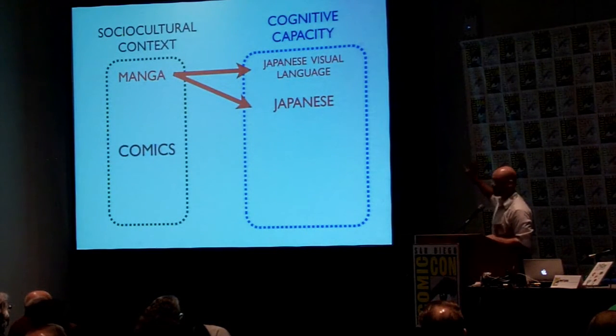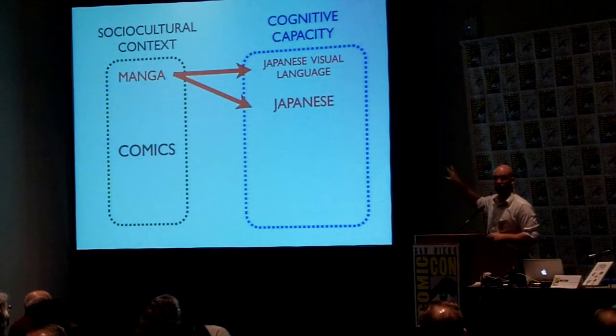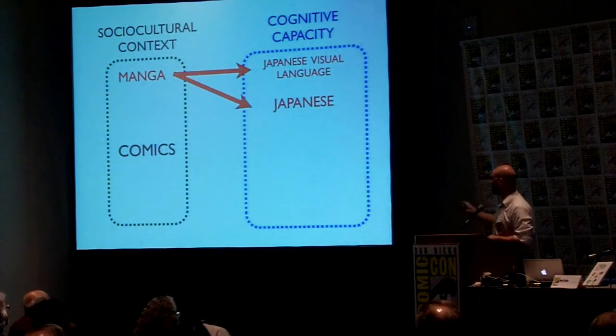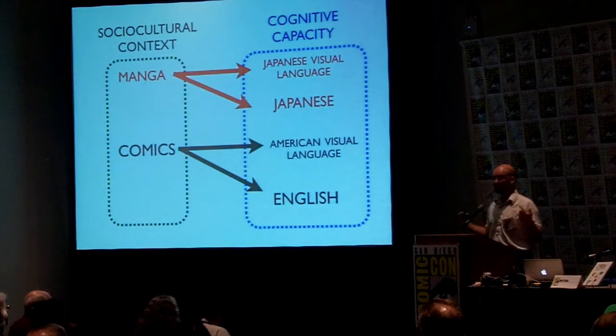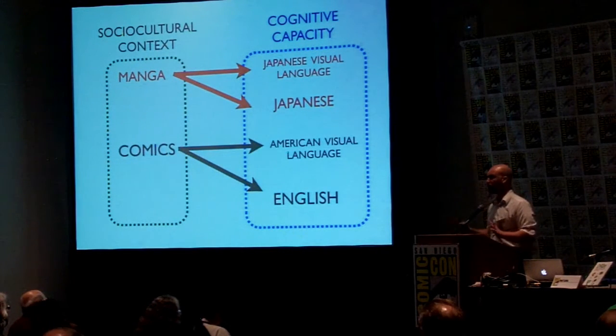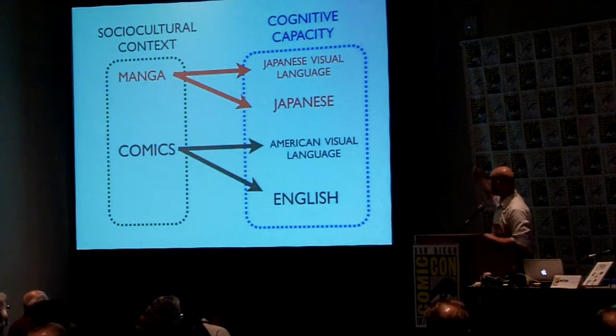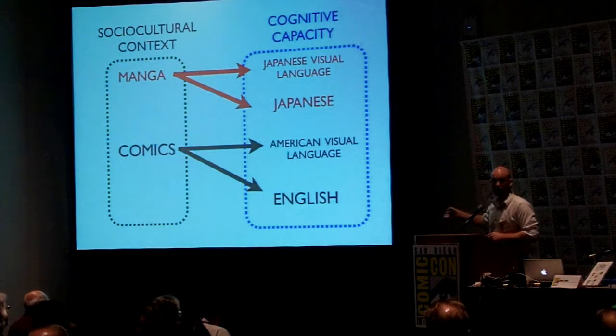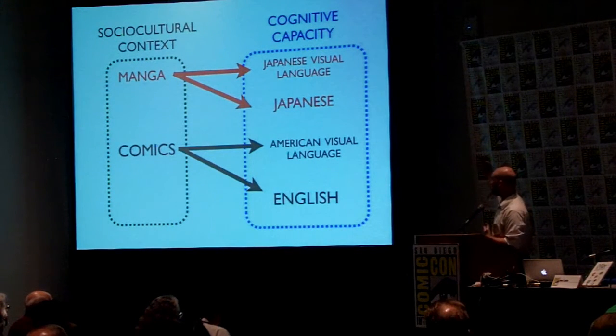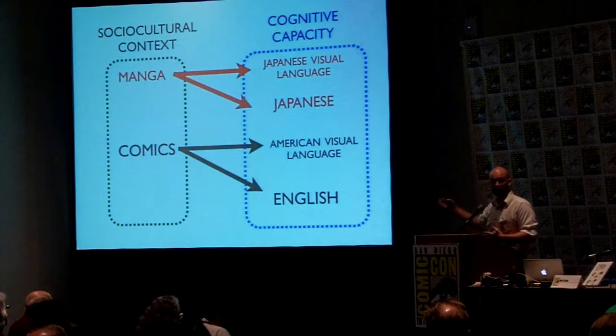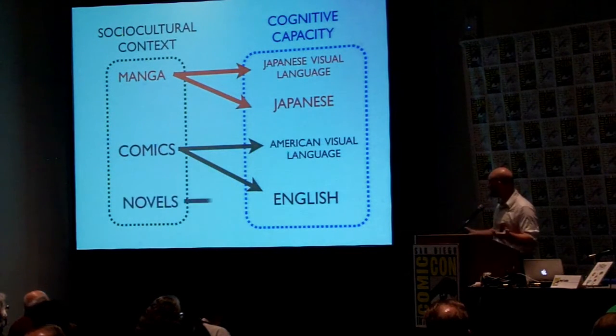Sequential images are the visual language in which different types of comics are written, okay? So comics are, let's call this American superhero comics. American superhero comics are written in American visual language and English, the same way that manga are written in Japanese visual language and Japanese. Notice that this is the same analogy that we would say with something like novels.